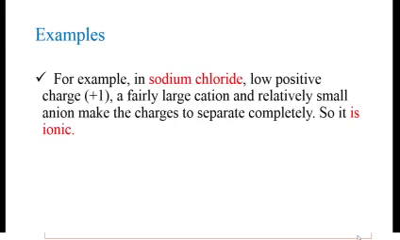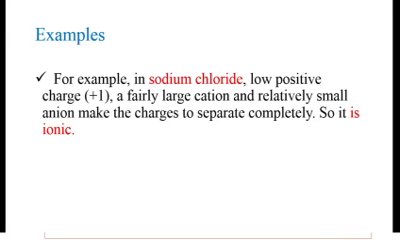Well-known example, sodium chloride. It has a low positive charge. For sodium, the valency is 1, so it easily gives one electron and forms a single valency, low positive charge, plus 1. So a fairly large cation and a relatively small anion make the charges separate completely. So it is ionic. So sodium chloride compound is ionic.